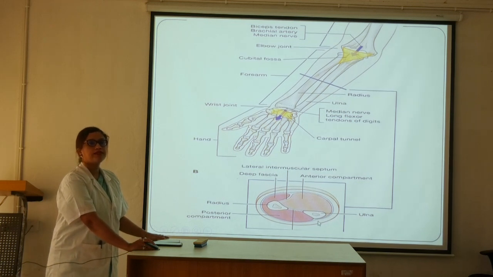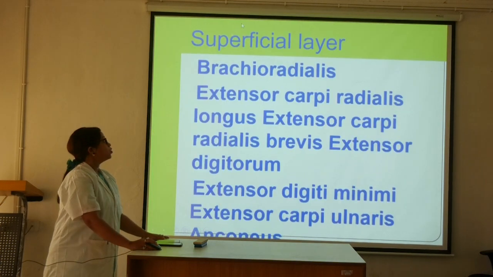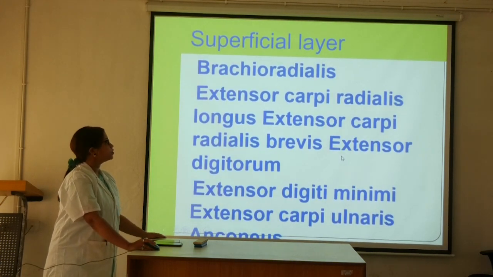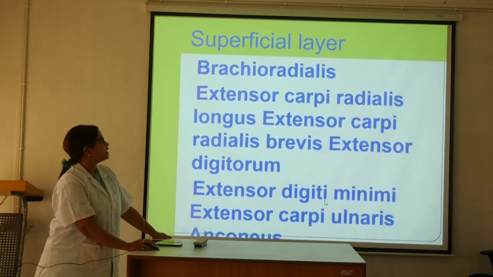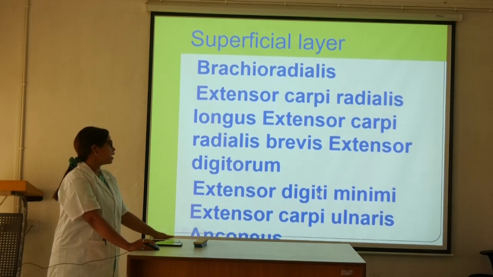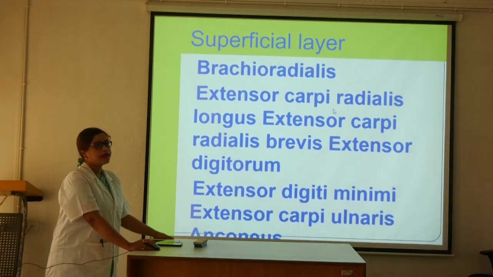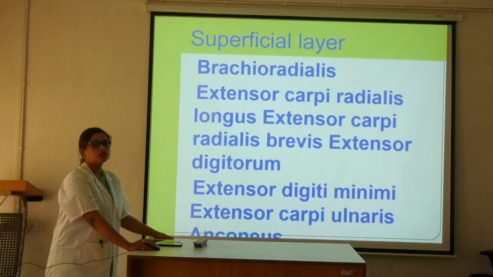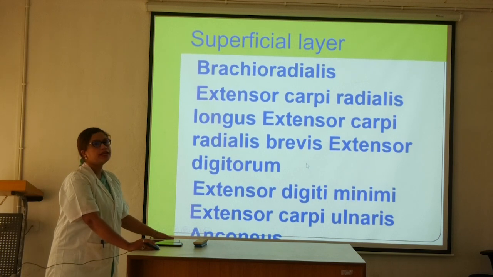What is in the anterior compartment? Flexor. The posterior one is the extensor compartment. Okay, so write it down. In the superficial layer, which are the muscles? Brachioradialis, then ECRL, ECRB, extensor digitorum, extensor digiti minimi, and extensor carpi ulnaris. So many muscles are there. On the lateral side, the 3 are brachioradialis, extensor carpi radialis longus, and extensor carpi radialis brevis. Okay, and the remaining are the medial group.